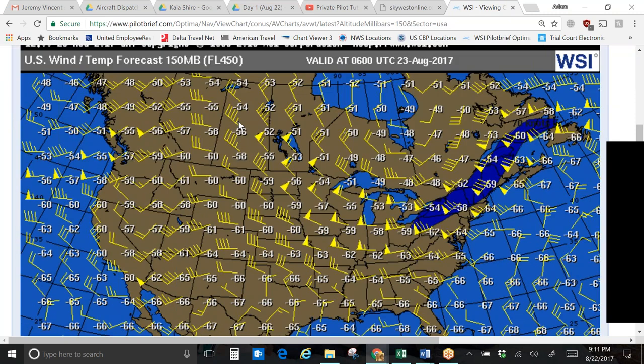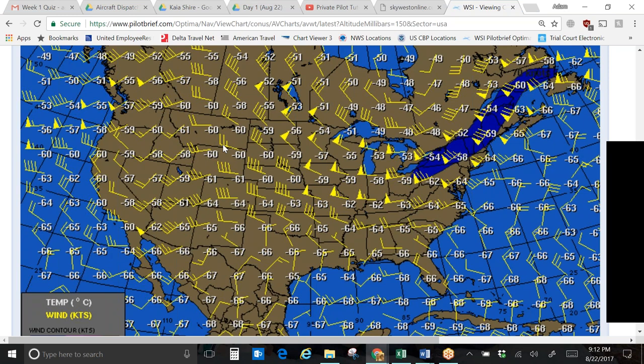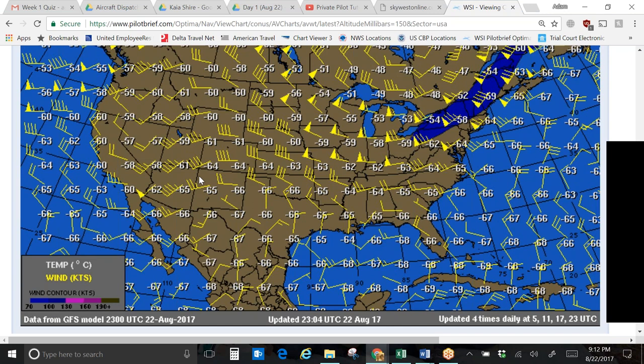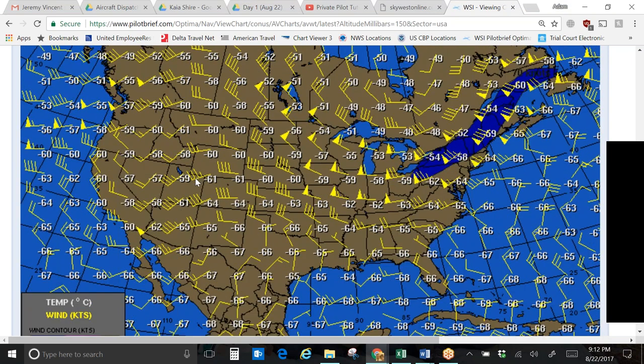This jet stream, you can see the jet stream if you've got a good eye in here, but sometimes it's kind of hard to tell. Now, when you look at this, these little barbs, as they call them, not to be confused with Barb, a good name, these are all wind barbs.